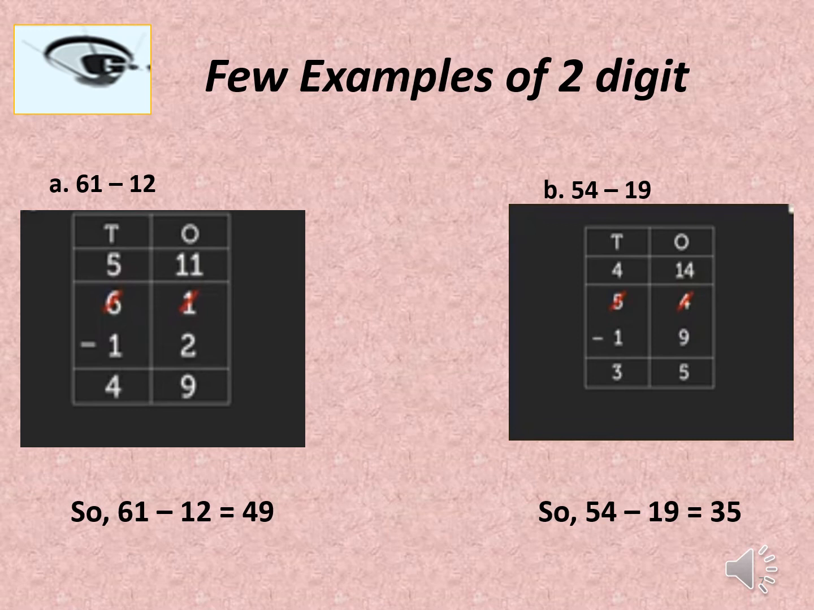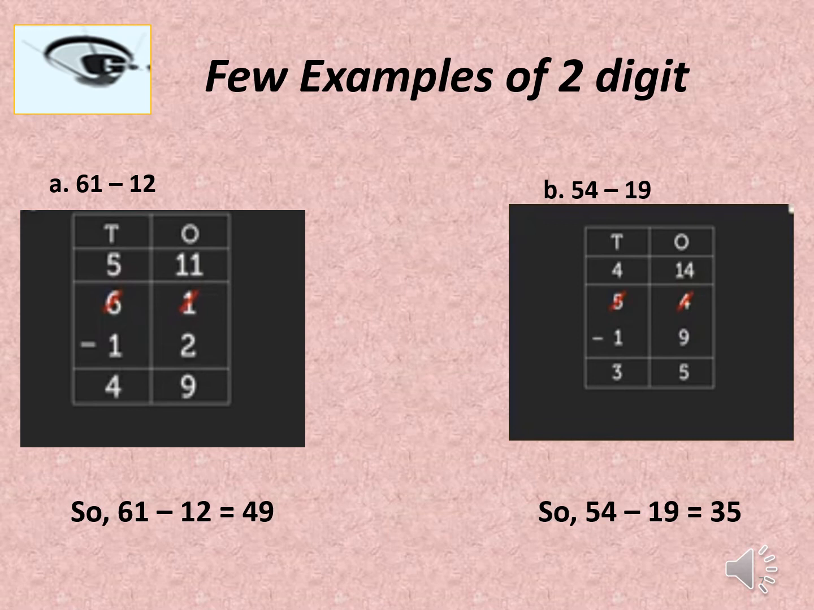Yes, now we will borrow 1 ten from the tens value and add it into the ones value. So 10 ones plus 4 ones is equal to 14, which is now a greater value than the subtrahend. Now we will subtract 9 from 14 and get 5 as a difference.